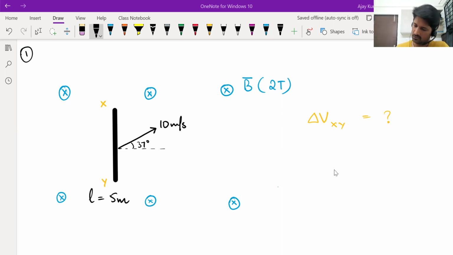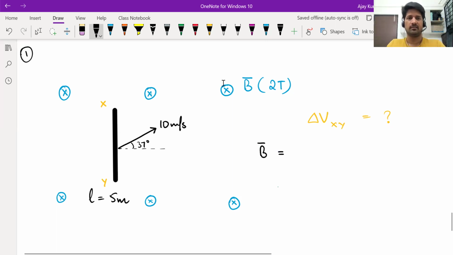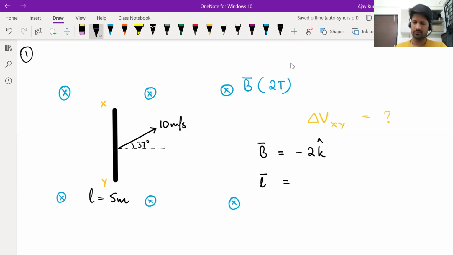So one of you tell me how to write this magnetic field as a vector. Magnitude is 2, it is directed into the screen. How to express it mathematically? How do you assign direction to a vector which is directed into the paper or into the screen? Minus k cap. So you can take it as minus 2 k cap. Okay. What about the length vector? Let's take from y to x. It doesn't matter because finally we are only taking the magnitude of that triple product.